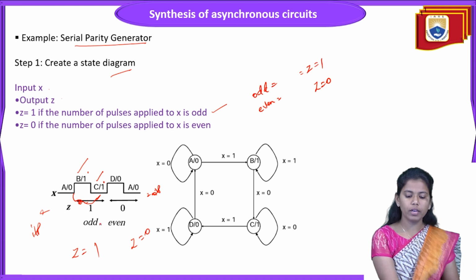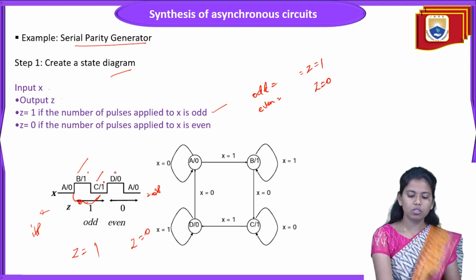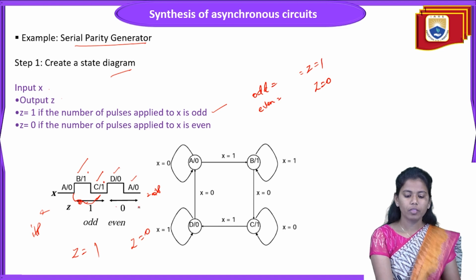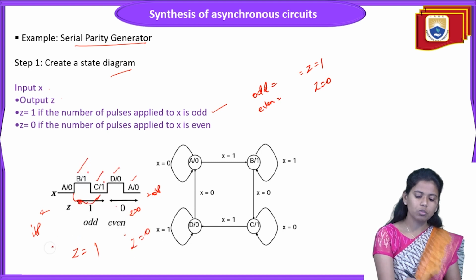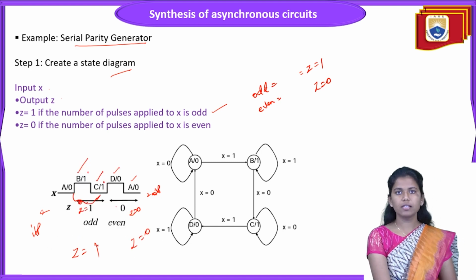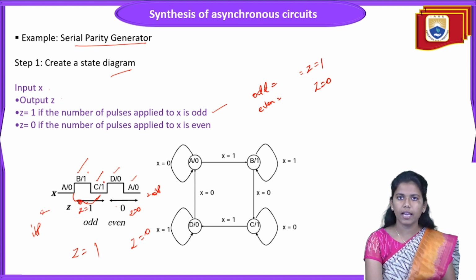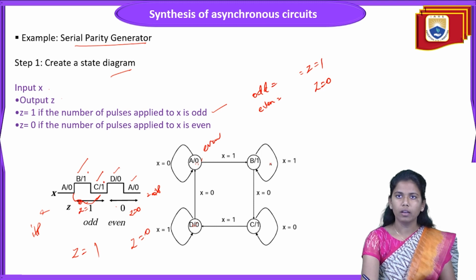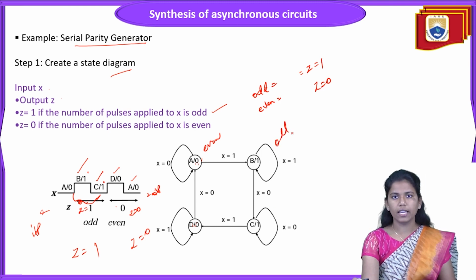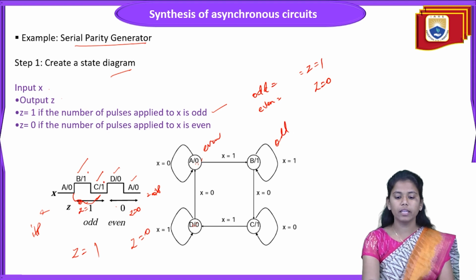So when z is equal to 1, the parity is odd, and when z is equal to 0, it is even. Similarly, this is a state diagram. We have 4 states A, B, C and D. When both are 0, these are the even cases, and when both are 1, these are the odd cases. That is nothing but the serial parity.